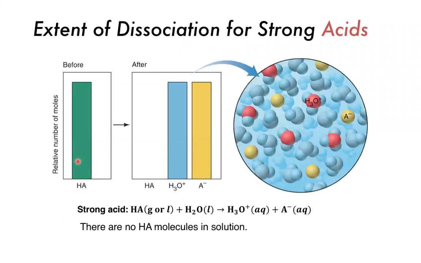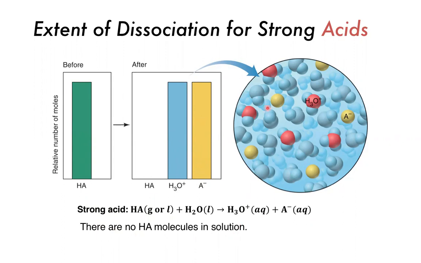So we have here a strong acid being mixed in water. Beforehand, we have the relative concentration of HA. You can see it's 100% HA. Now, after we mix it with water, we have 0% HA, and 100% of that HA has been converted into H3O+ and A-. These have the same height because one HA molecule makes one H3O+ and one A-. So for a strong acid, there is complete dissociation, and so there will be no HA molecules in solution.